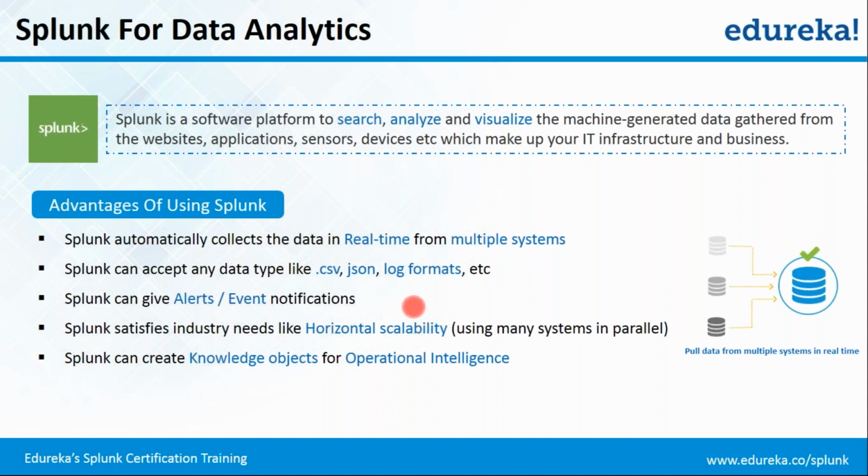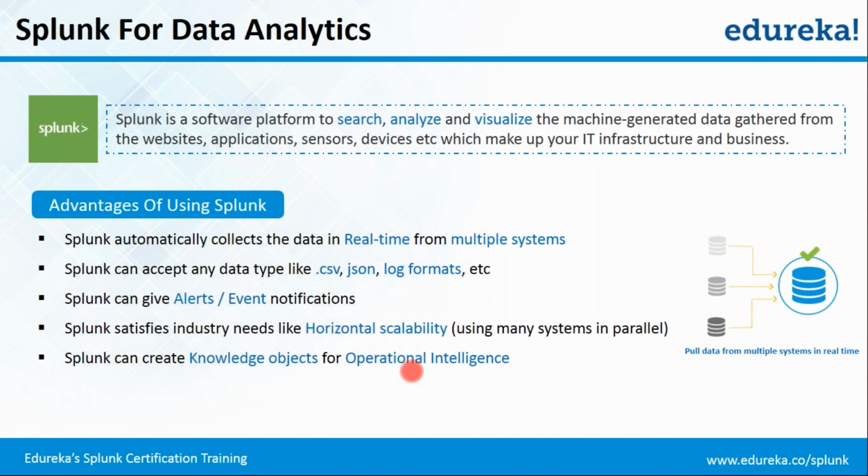So with the help of Splunk, you can scale up your infrastructure accurately because you can measure the existing infrastructure's performance and predict exactly how many systems are needed to perform the tasks. And this operation is called horizontal scalability. And last but not the least, you can set up knowledge objects for gaining operational intelligence.